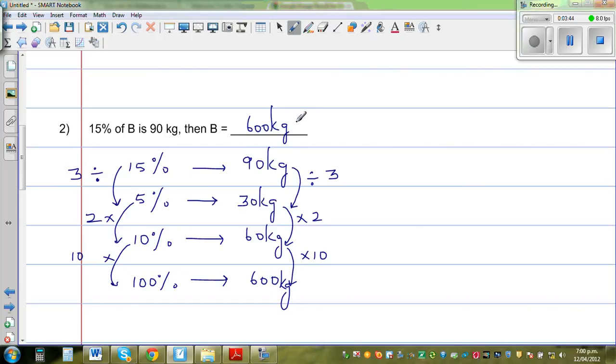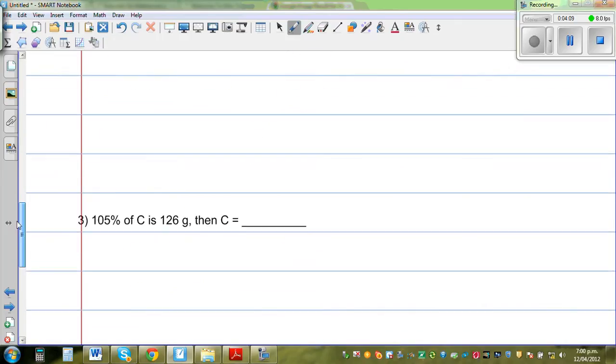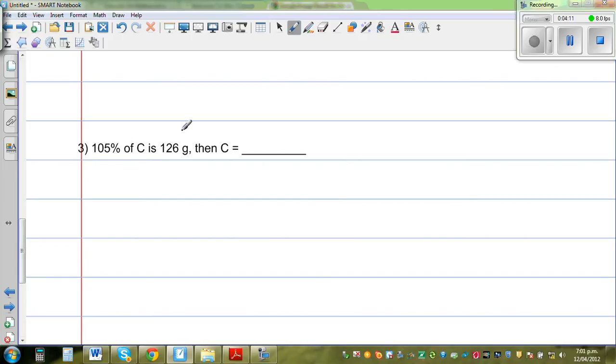Those who are good, check your answer; it's always good to check. 10% of 600 is how much? It's 60. So 5% is half of 10%, which is 30. So you can check your answer. 15% is 90, so you can be happy with your answer. This is absolutely right. Okay, let us look at the next question.